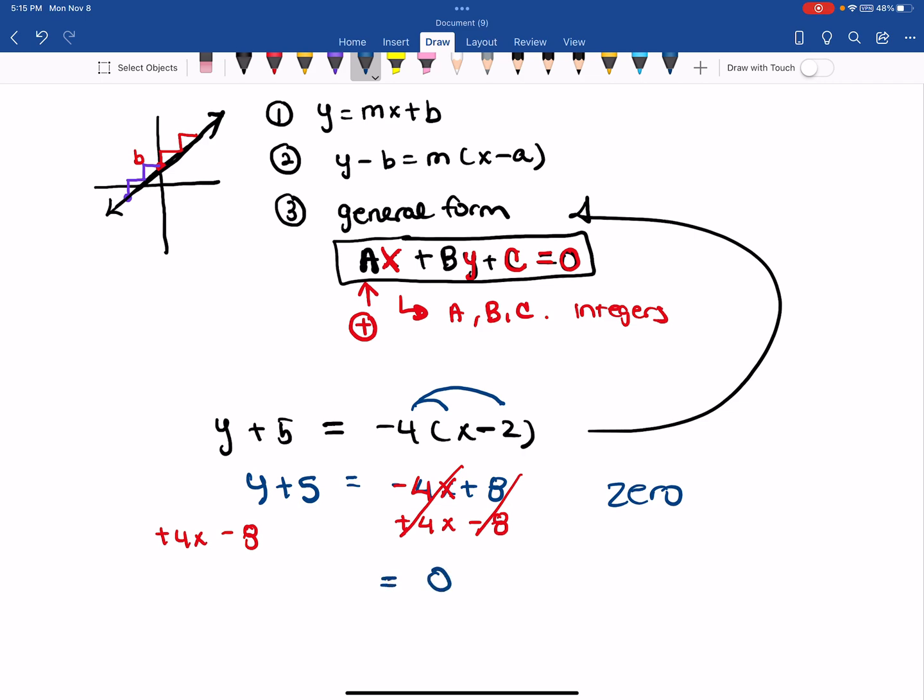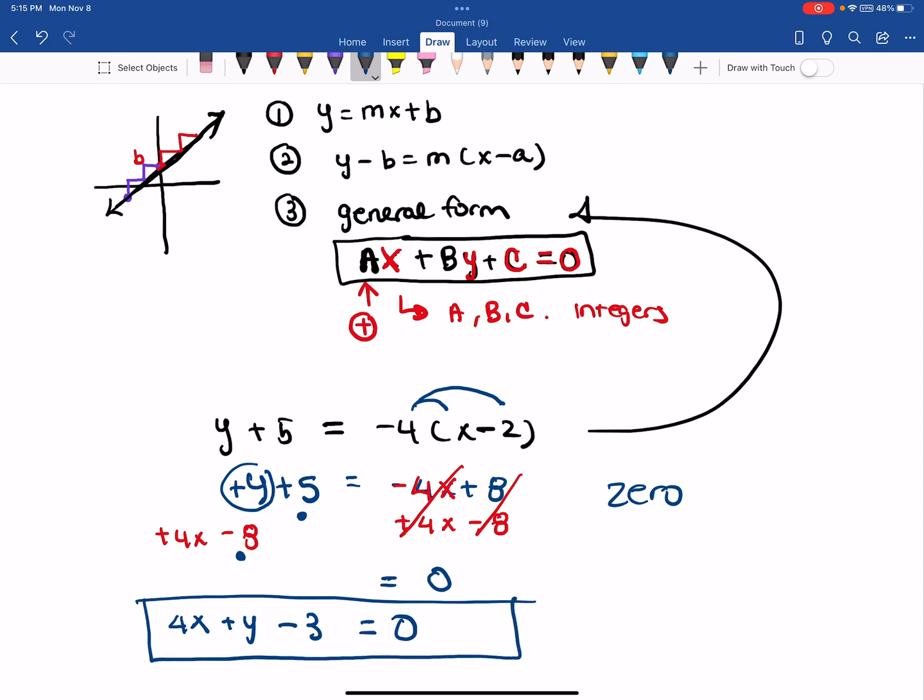So over here, now I have 4x and then plus y. Where did I get that from? Right there. So plus y, and then negative 8 plus 5 will give me negative 3 and drop down to 0. So this is the general form that came from point slope. As you can see, we have a positive leading coefficient, which is good, and then 1, and then the number at the end. And also you need to have that 0 at the end.